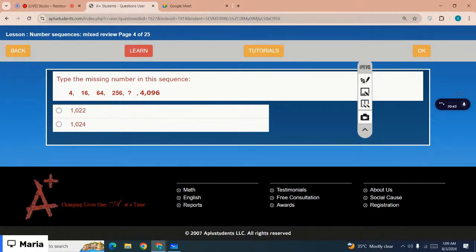Yes, 1024. Option number 2 is the correct option. Very good.